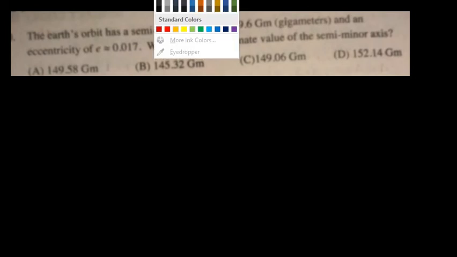Okay, the third question for today, it says the Earth's orbit has a semi-major axis A. Okay, this is an ellipse problem. First, we need to be clear what kind of question it is. So, ellipse problem, the semi-major axis means the A value given to us, that is 149.6. And then the eccentricity is also given to us. The eccentricity is 0.017. What is the approximate value of the semi-minor axis? That means the B. We need the B.